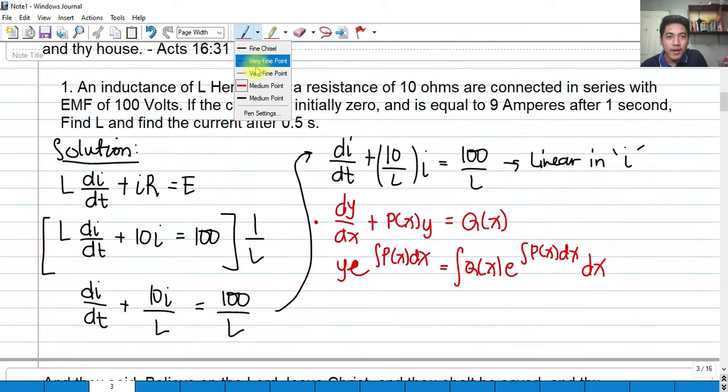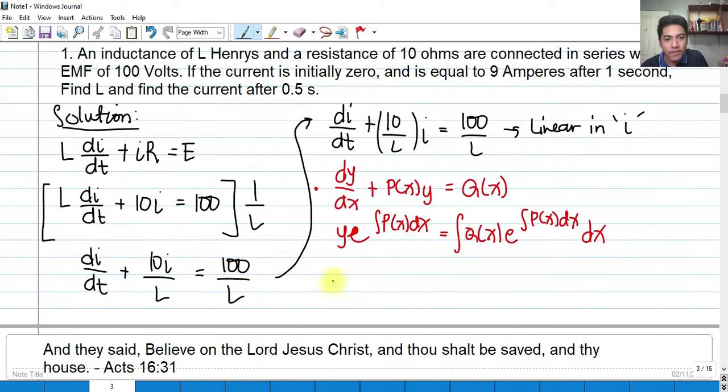That is still the same, but your variable will only change. So, this is linear in I, so we have I here because this equation is linear in y, therefore we have y here. Okay? And we have e raised to, what is our p of x? Our p of x, by the way, will be this, 10 over L. And we have what? Okay? Integrating with respect to the independent variable. So as you can see here, the dx is the independent variable, the x. Okay, so we integrate with respect to x. And in this equation, the independent variable is t, so we integrate with respect to t.